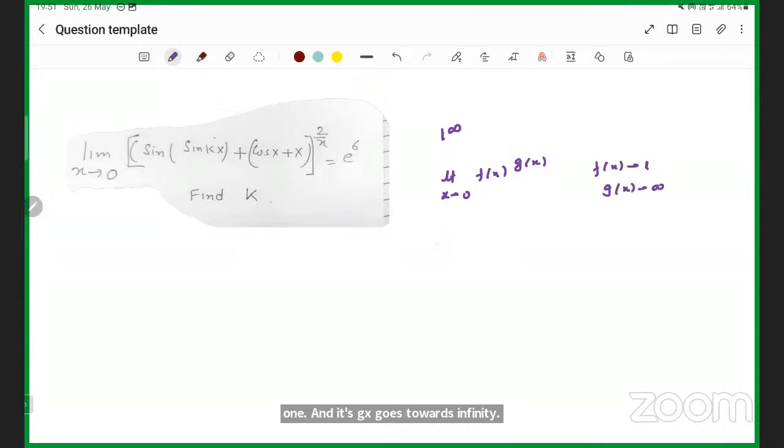We say that the solution is going to be e to the power limit x tends to 0. We can even make x tend to a, but let's keep it 0 with respect to this question. So e to the power limit x tends to 0, and how will we write the solution? We write f(x) minus 1, multiplied by g(x).